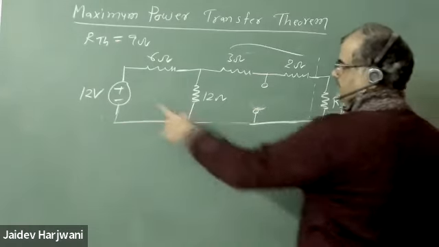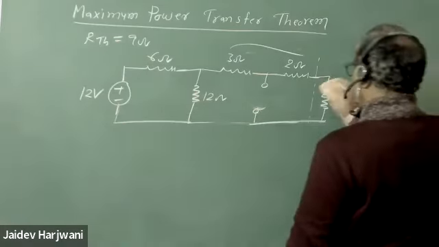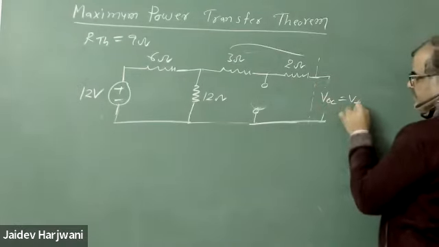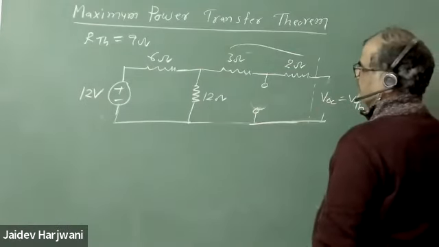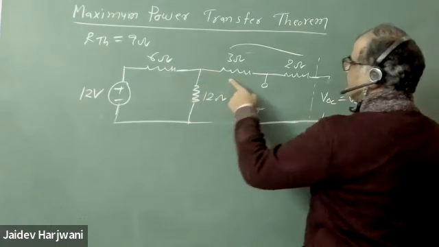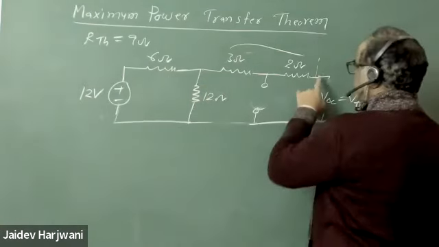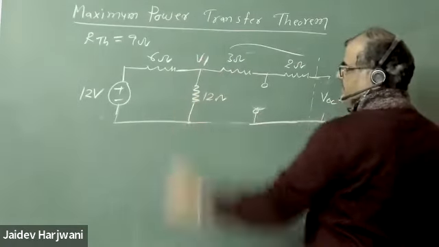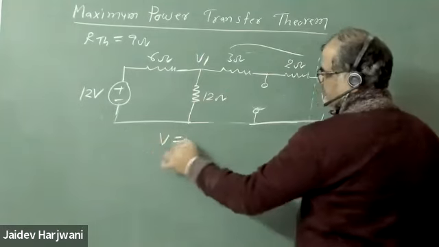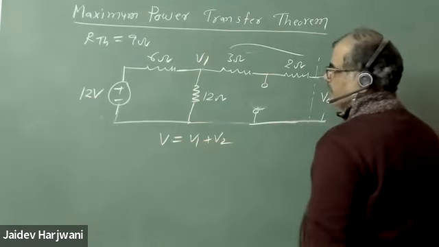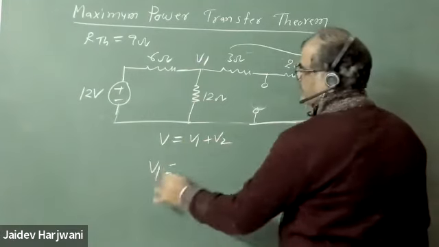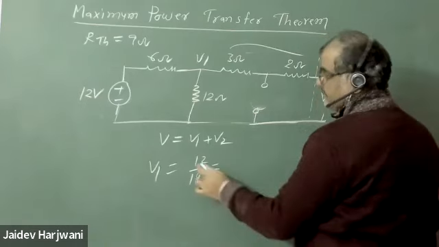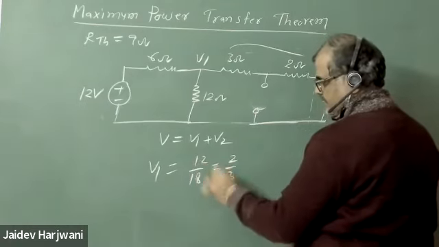So now 12 is there, and I need to make it open if I want V open circuit, Thevenin. So this current will go here. This is open here, so no current will go here. So whatever voltage comes here, that should be equal to this voltage. I say this is my V1. So my V should be equal to V1 plus V2. Now V1 I can calculate, 6 to 18, so 12 upon 18. So this becomes how much? 2 upon 3. Am I doing right?